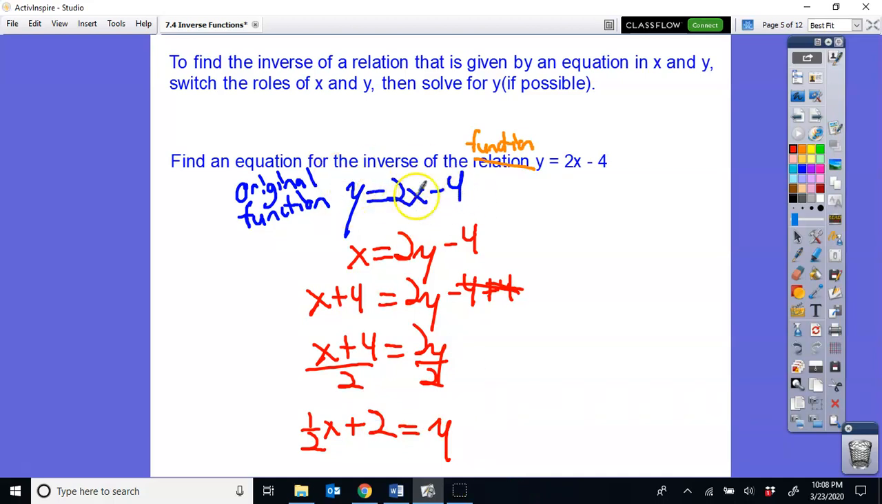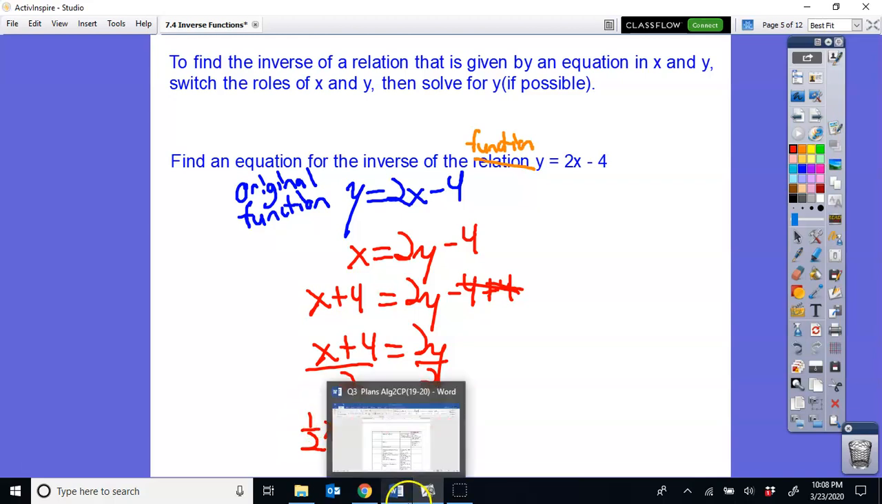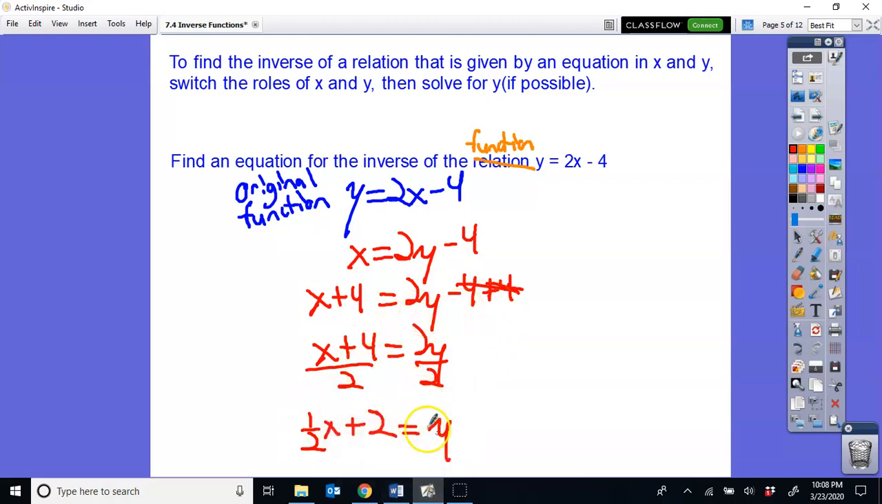Now notice something about this one. If you have a linear function and you take the inverse, it is still linear. This is still mx plus b, still x to the first power. It's linear. So when you look at these two functions, they are both functions. They're both linear, but this one is the inverse of the original.